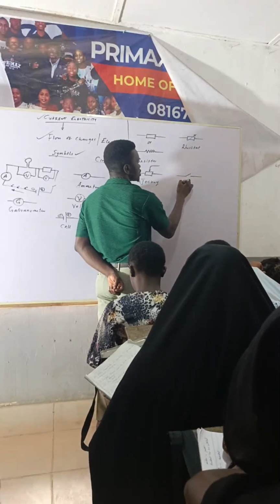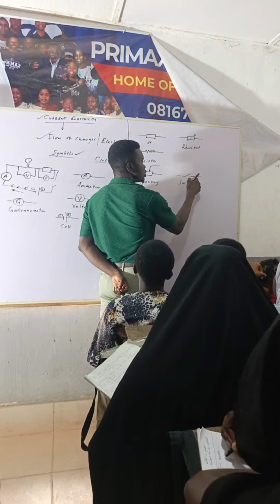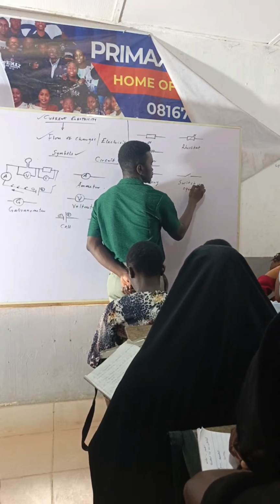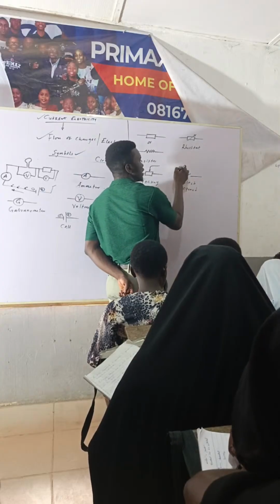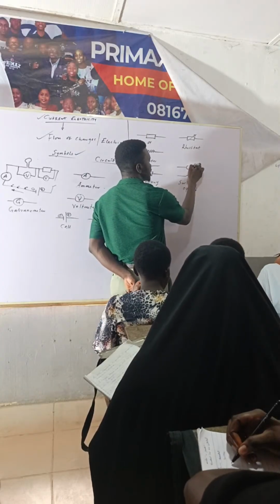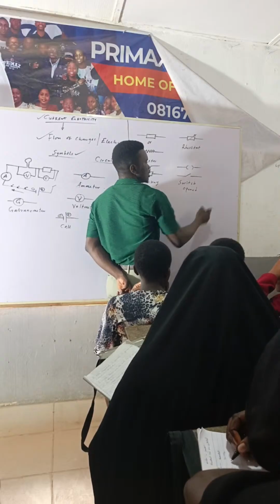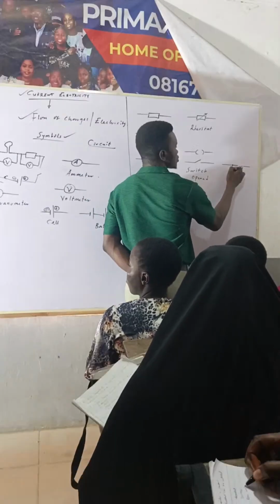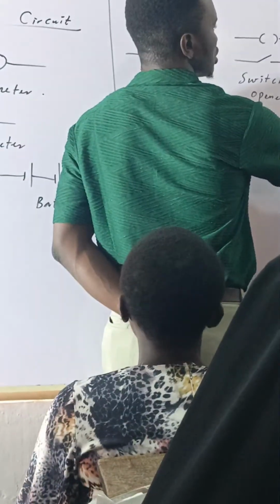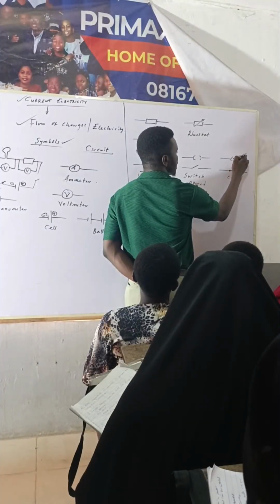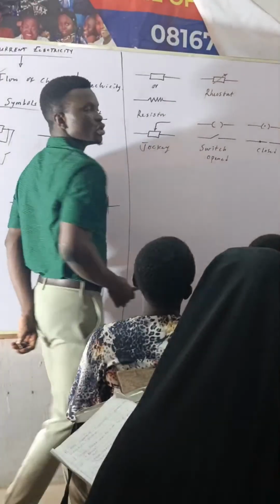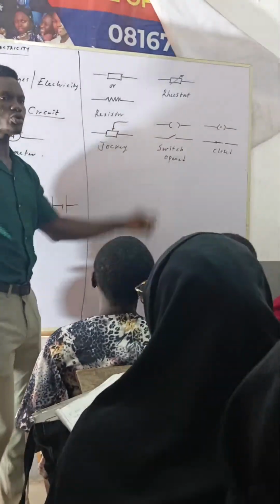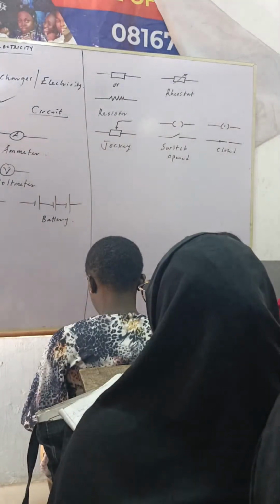If you have a symbol like this, it is called a switch. But this switch is open. Another way to have an open switch is when you have it like this. But if you have it like this, it is called a closed switch, which can also be represented like this. So this is a closed switch, this is a closed switch, these are open switches. Now, those are symbols.